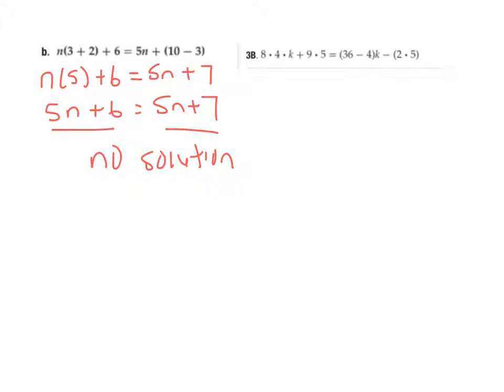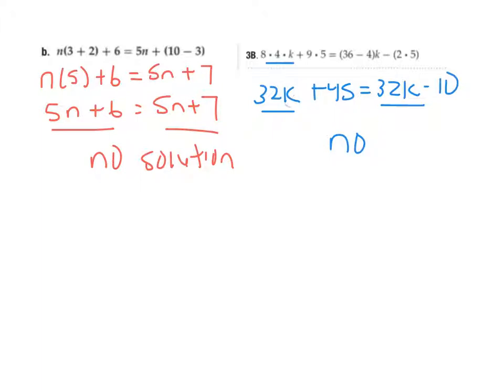This problem, I'm going to do my multiplication. This is 8 times 4 times k is 32k. 32k plus 45 equals 32k minus 10. Once again, if I have 32k and 32k, but I have a plus 45 and a minus 10, that's also a no solution.